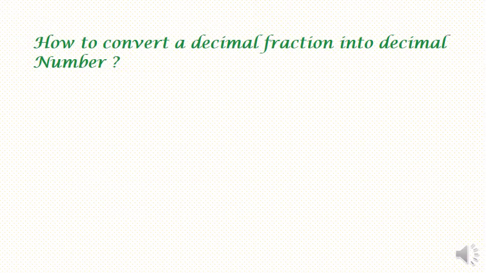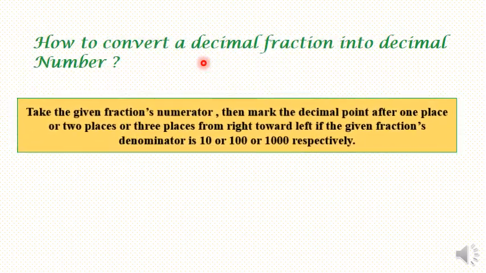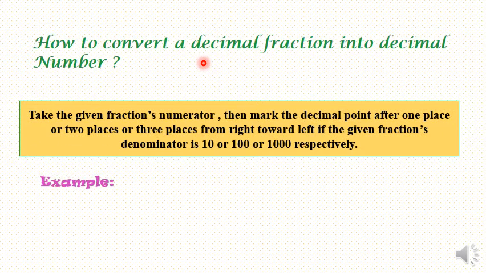Okay, now we are going to learn a new concept, how to convert a decimal fraction into a decimal number. To convert it, take an example like 14 over 10. What to do? Take the given fraction numerator, which is 14, then mark the decimal point after one digit if the denominator is 10. Put it after 2 digits if the denominator is 100. Put it after 3 digits if the denominator is 1000, and so on.